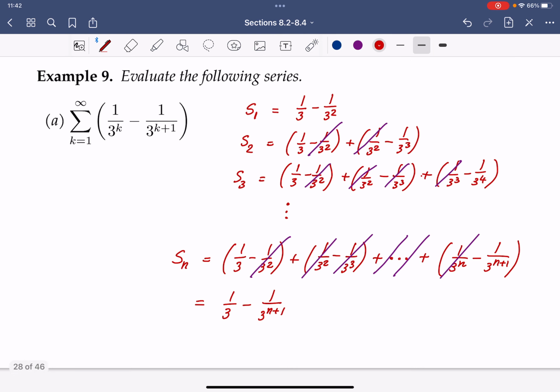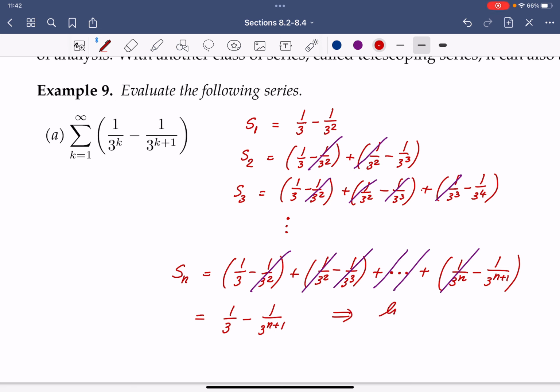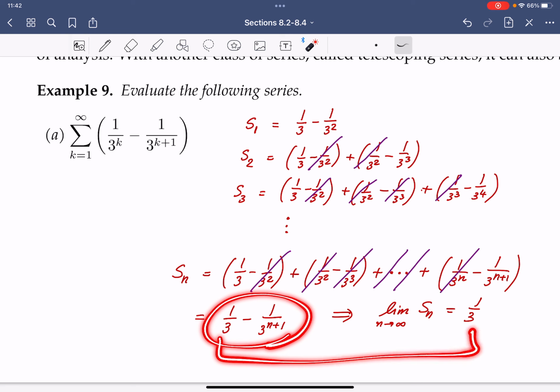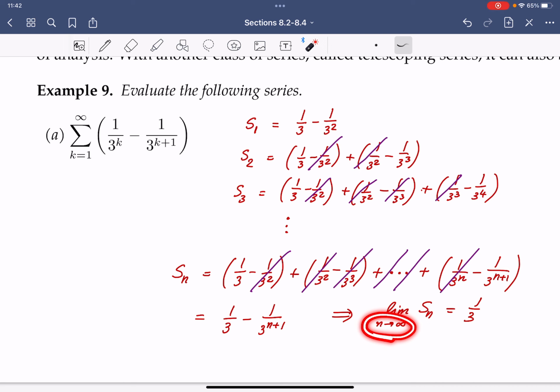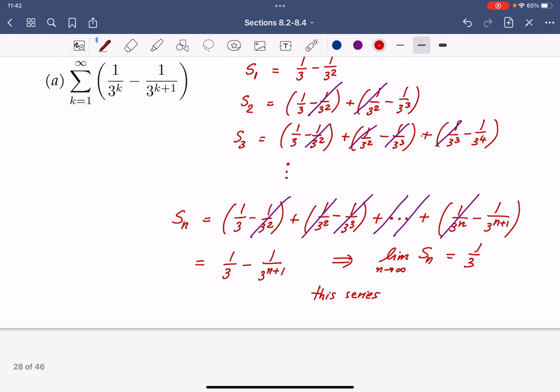This is Sn. If you take the limit of Sn, it's gonna go to 1/3, because this term is constant and the limit of the other term is 0, because n goes to infinity. This is gonna go big, and 1 over something big goes to 0. So it's actually 1/3, which means this series is convergent, because the limit of the partial sum equals 1/3.